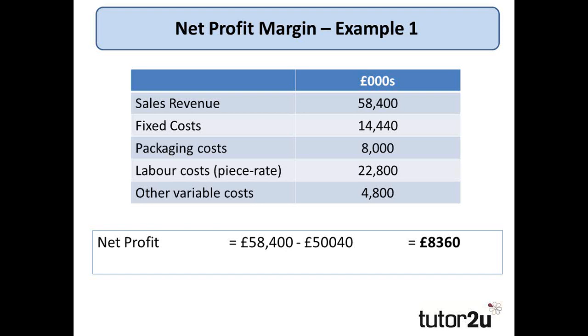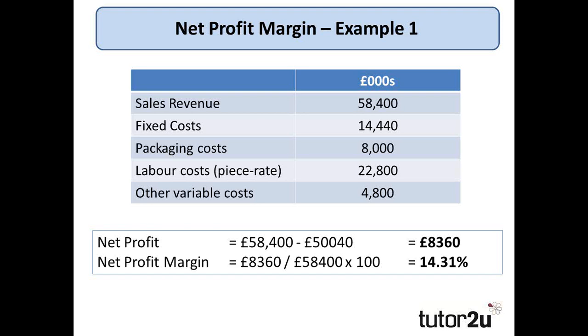So we've got our net profit figure, and from there we can work out our net profit margin, which is 8,360 divided by the sales revenue times 100. That gives us a net profit margin of 14.31%. And that is it. Very simple. Now we're going to look at another example which really illustrates the importance of profitability and what that percentage figure actually means.